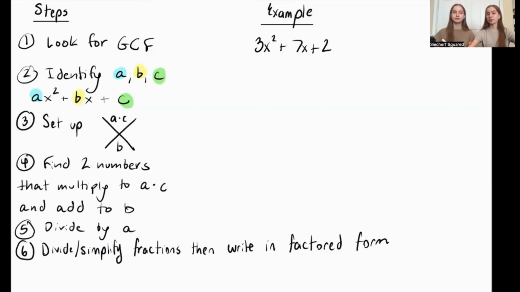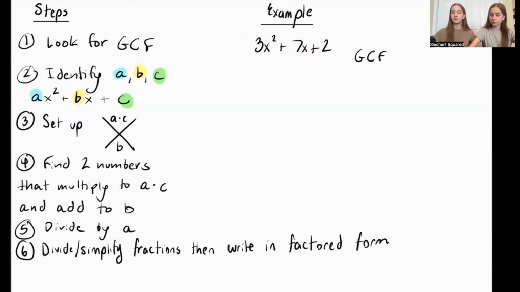So for our next example, we're going to look at factoring 3x squared plus 7x plus 2, and we should have the same steps written off to the side just so we can reference them. First things first, just like we did for the last ones, we are going to look for the GCF. Because not all of the terms have an x, we can't take a variable out, but we have a 3, a 7, and a 2. The only number in common between them is the 1. So our GCF is just going to be a 1.